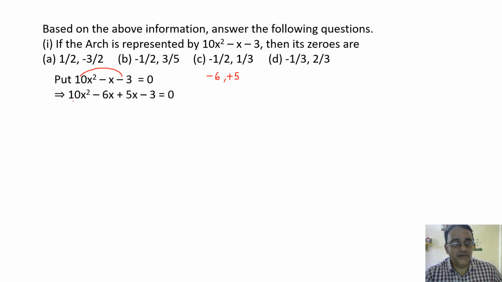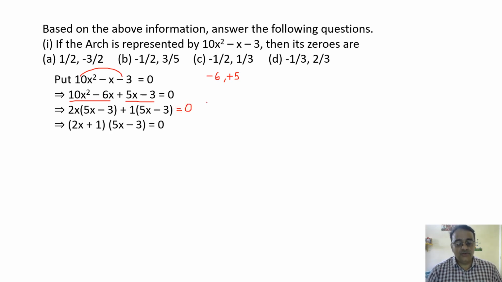Now what is the common between these two? 2x. And what is the common between these two? Nothing, 1. So we'll write 1. So 5x - 3, wait, I missed the equal to 0 here. (5x - 3)(2x + 1) = 0. So we will get one answer -1/2, which comes from here, and from here will come 3/5. So which is the correct option? Option B, right?